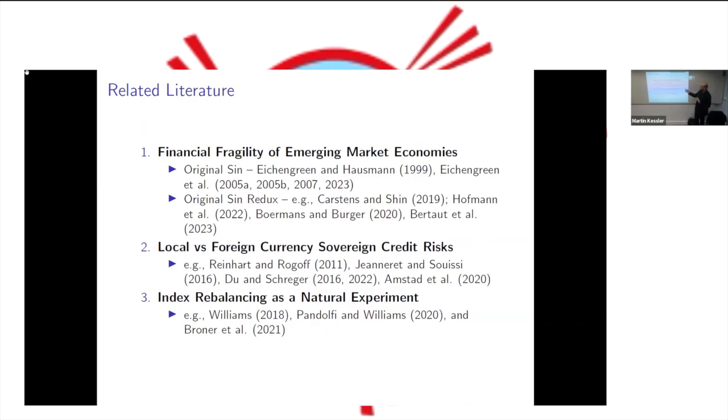This paper is related to the large body of literature focused on the financial fragility of emerging market economies. We started off with the original sin literature. When I was writing my paper, there was a comment from Zhou that you shouldn't be talking about other people's papers too much, since it's already difficult to explain your own paper. We have Hugo here in the room, who is a very important contributor to the original sin literature, so I'm not going to spend too much time on this.